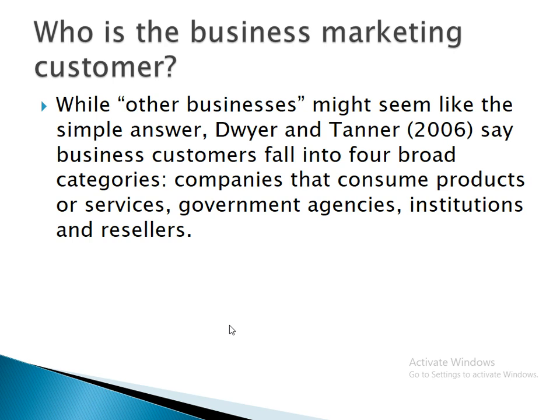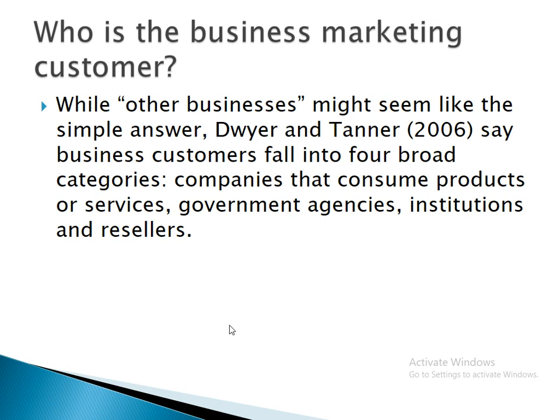The second category, government agencies, is the biggest category. In fact, the Indian government, and also the US government, is one of the biggest single purchasers of products and services in the country. In the US, they are spending more than $300 billion annually. But this category also includes state and local governments that you can differentiate.